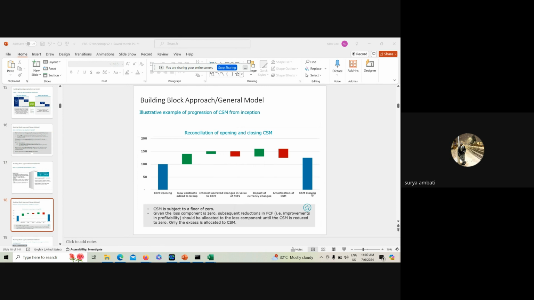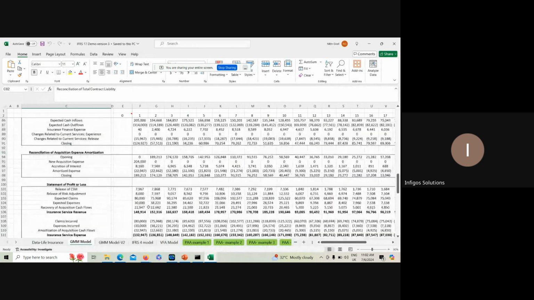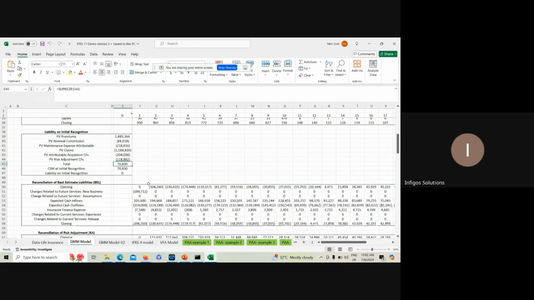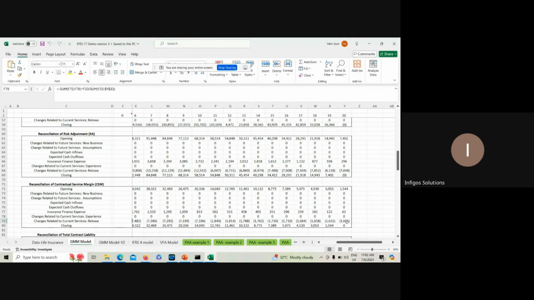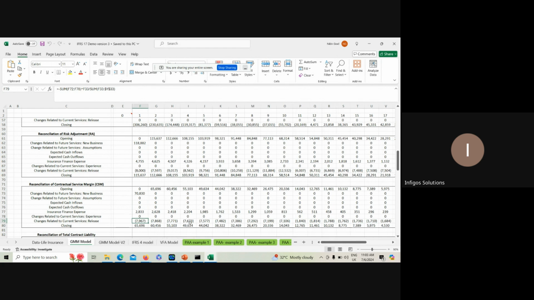CSM is reconciled against this. If you look at this Excel, the CSM has an initial opening value, how much we have and how much we spend. The CSM which you get will come here, and you will release some amount in the first year, some amount in the second year, some amount in the third year, and throughout the life you provide some value which goes to the balance sheet or profit and loss statement in proportion to your contractual service margin.